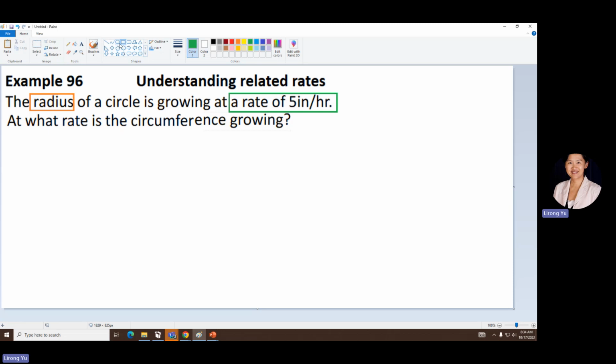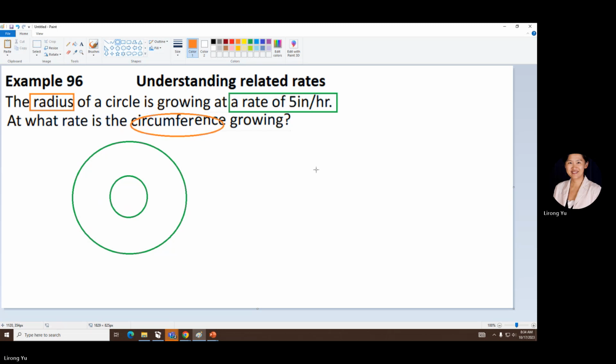So think about a circle, right? When the radius of the circle is increasing, of course the circumference is increasing. So another quantity in the question will be the circumference. We are trying to find the relation between circumference and radius. So as we were reading the question, we figure out what quantity are related. We have information for the rate of the radius, and the question is asking for the rate of the circumference.